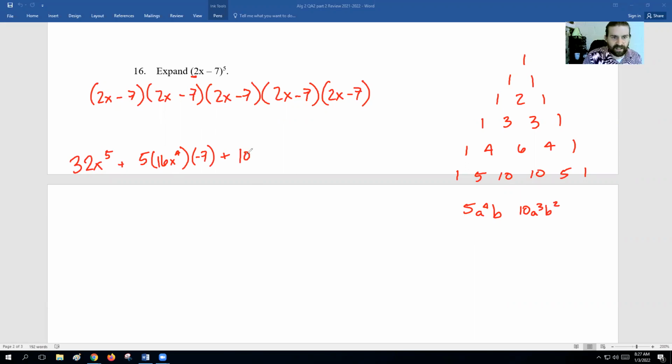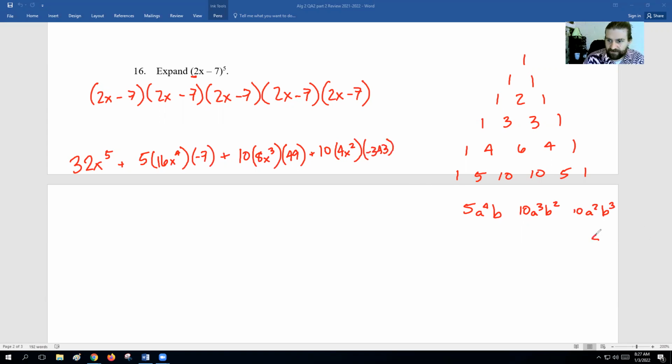All right, so that'd be 10 times 8x cubed. That's what a cubed is. And then negative 7 times negative 7 is positive 49. All right, then we would have a 10 a squared b cubed. So 10, that would be 4x squared times, all right, negative 7 cubed is negative 343.